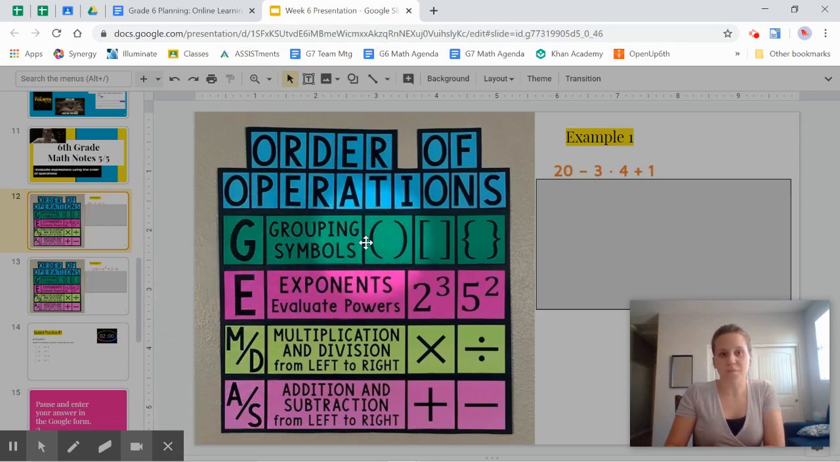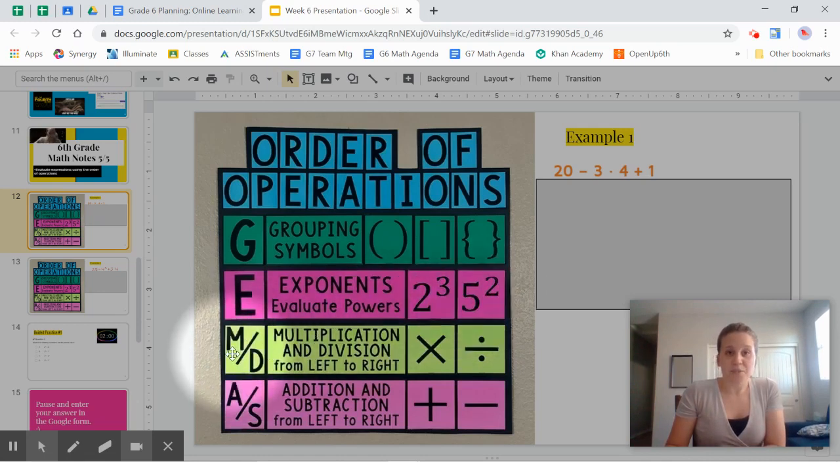The first is grouping symbols. So if you see something in parentheses, or if you see an operation taking place all on top of a fraction bar, those operations are grouped together. You're going to do those first. The second thing you're going to do is exponents, like 2 cubed or like 5 squared. You're just going to evaluate, find the answer, and replace that standard form with the value.